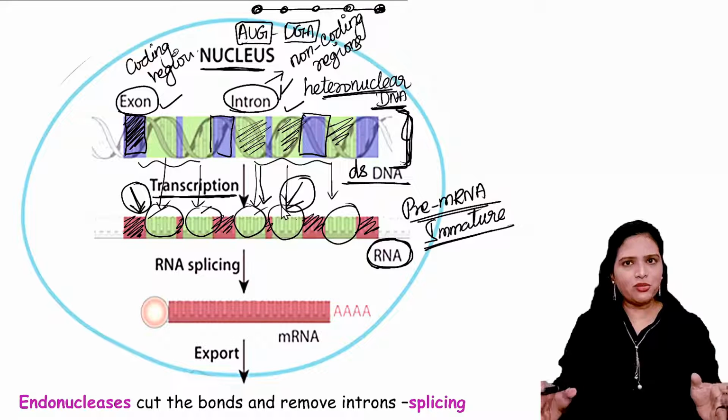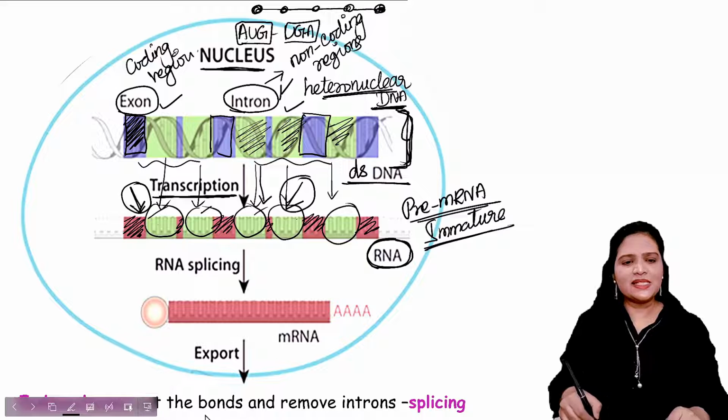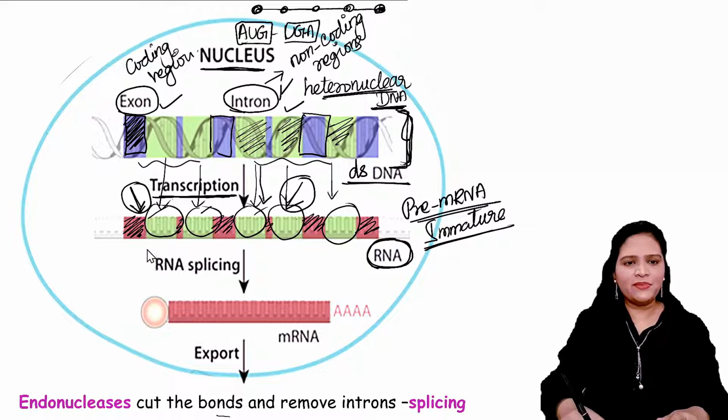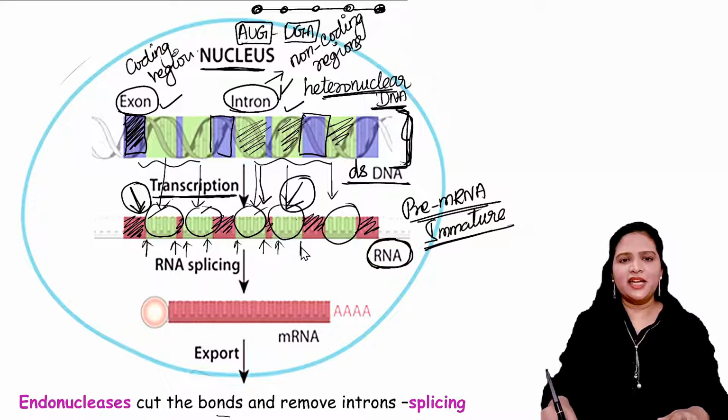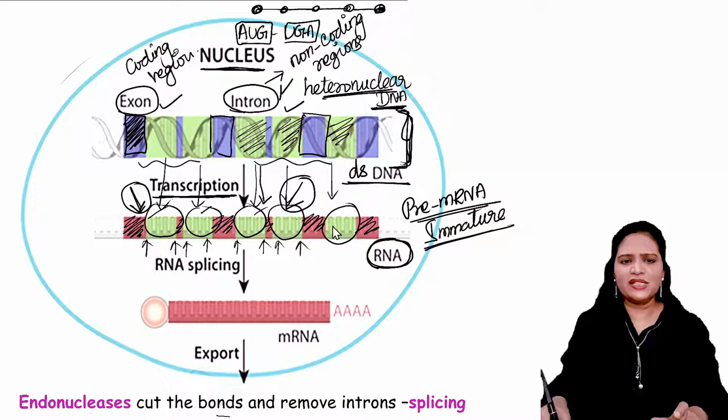So in order to remove that, endonuclease enzymes come and function here. The endonuclease cuts the bond between the introns, so the enzyme endonuclease comes and acts here, and they cut out all these unwanted introns. So what will be remaining are all these red color exons, but there will be a space here because these introns were removed, right?